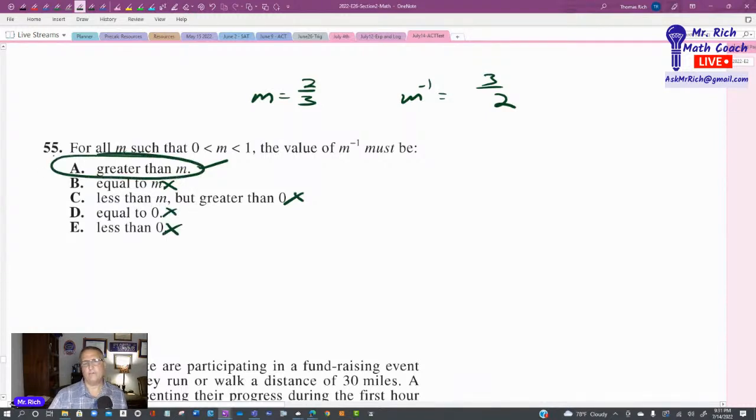I'm liking A right there, just based on this example. 2/3 is between 0 and 1. And m to the minus 1 would be the reciprocal 3/2, which makes it bigger. Yeah, okay.